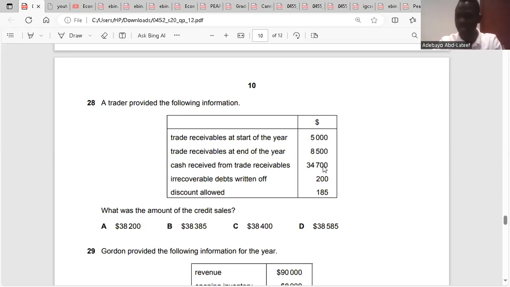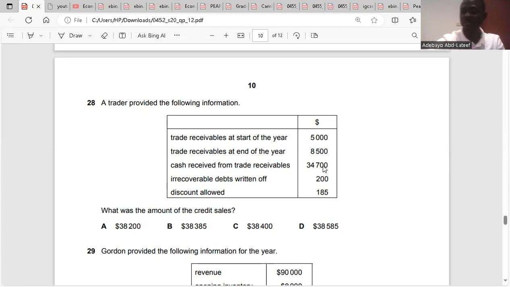Then you add recovered debt and discount allowed. You less the opening and add the closing, because closing is the value. Yes. Is it clear? It's 38,585. That's D.